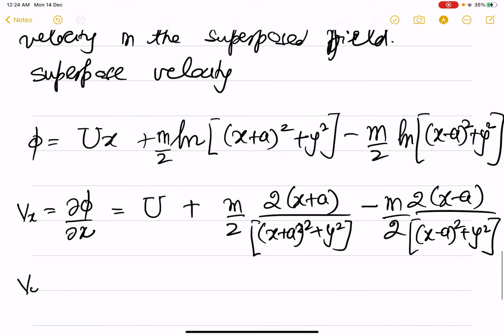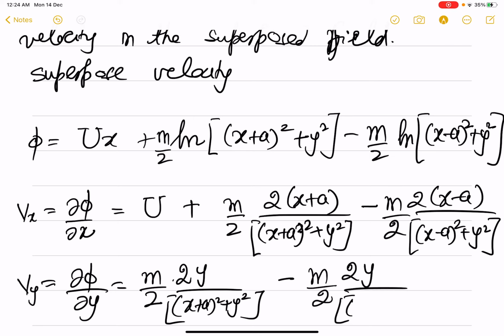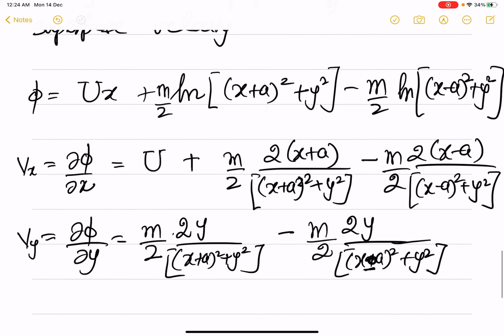And similarly, I can get Vy by differentiating phi with respect to y, and that will become equal to, the first term gives me 0, I will get m by 2 times 2y divided by x plus a whole square plus y square minus m by 2 times 2y again, divided by x minus a whole square plus y square. So this way I can get expressions for Vx and Vy.